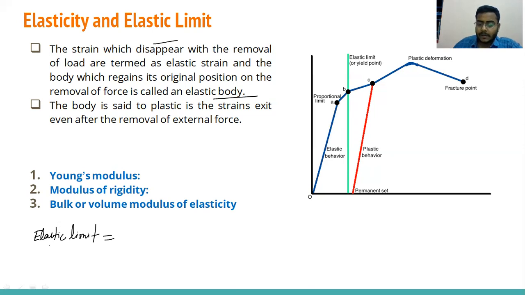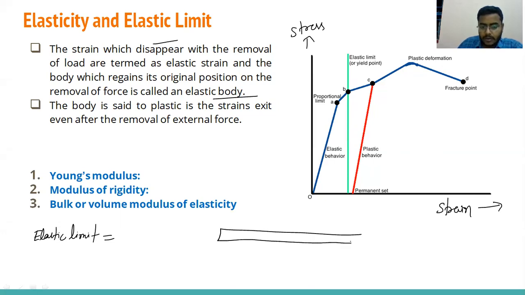You can see in the figure, this is strain and this is stress. What is happening? Suppose this is a circular rod of length L naught. So the initial length is L naught, and the initial diameter is D naught.